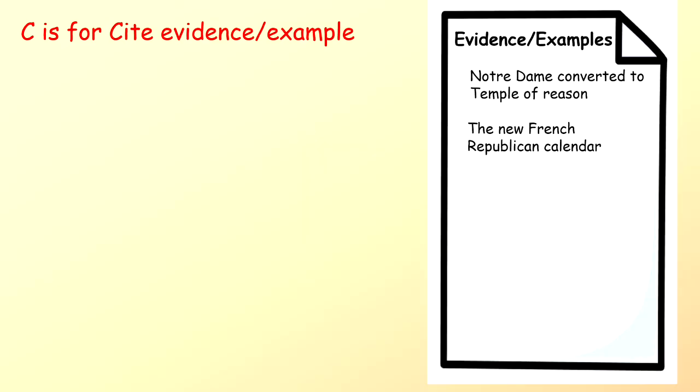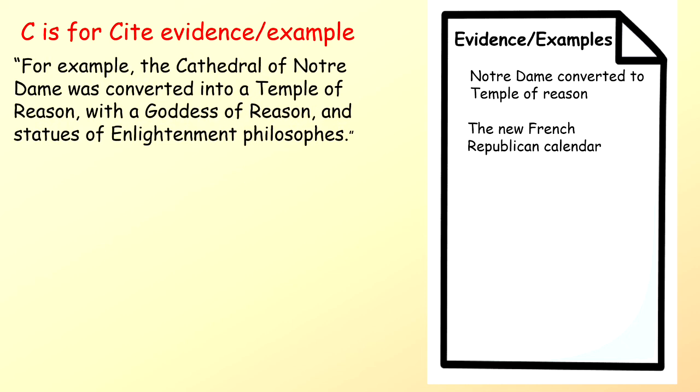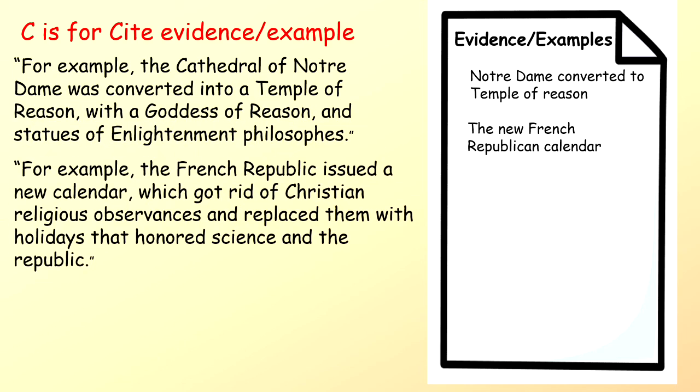So if I want to use the top one, I might say this. For example, the Cathedral of Notre Dame was converted into a temple of reason with a goddess of reason and statues of Enlightenment philosophers. Or if I want to cite the French Republican calendar, I might say, for example, the French Republic issued a new calendar which got rid of Christian religious observances and replaced them with holidays that honored science and the Republic. Remember, you only need one.